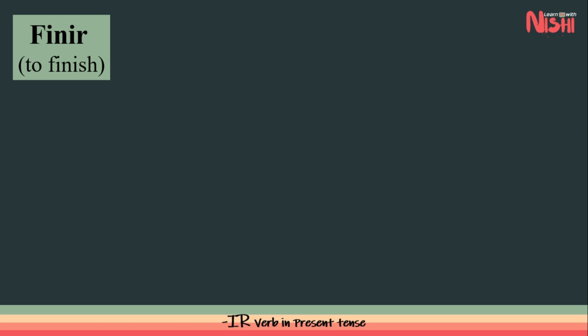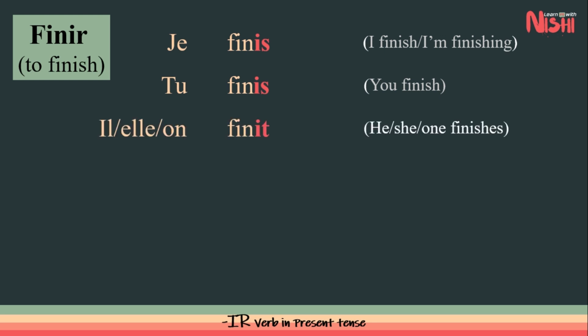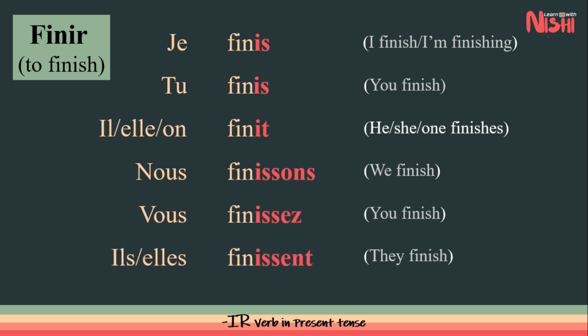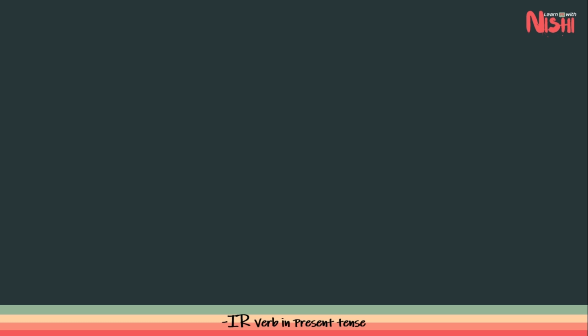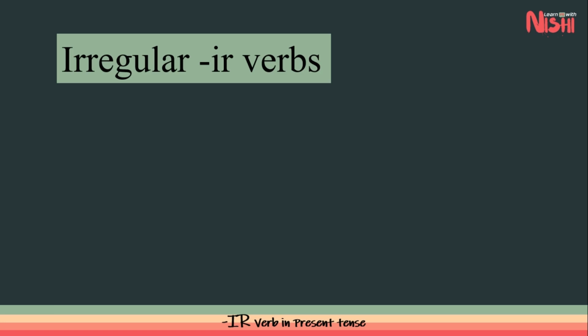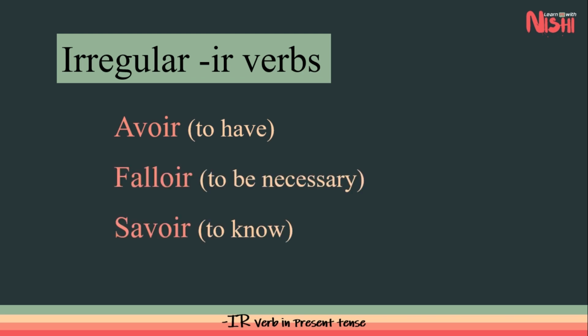Finir, to finish. Je finis, tu finis, il finit, nous finissons, vous finissez, ils finissent. An important thing to keep in mind is that there are a number of irregular IR verbs in French which belong to group 3, like avoir, falloir, savoir, etc. Now you are maybe wondering how you are supposed to know whether a verb is a regular or irregular IR verb.